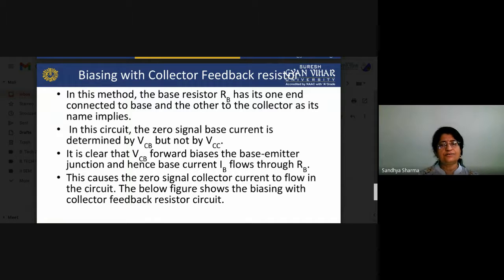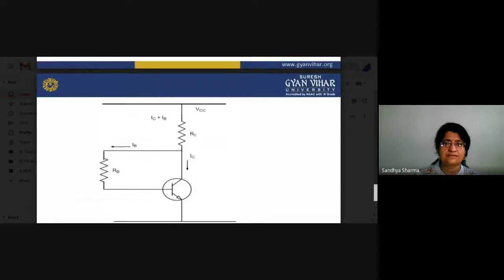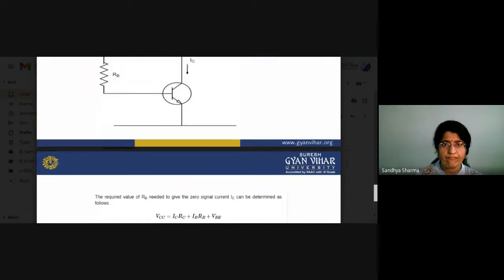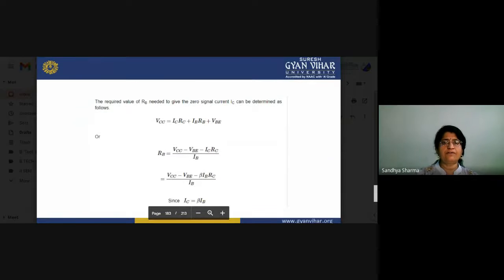And this causes the zero signal collector current to flow in the circuit, and in the figure we can see the collector resistance biasing circuit. So you can see here RB is connected with the base and collector circuit, IC plus IB. So the required value of RB needed to give the zero signal collector current IC can be determined by VCC, that is equal to ICRC plus IBRB plus VBE. So RB is equal to that upon IB.